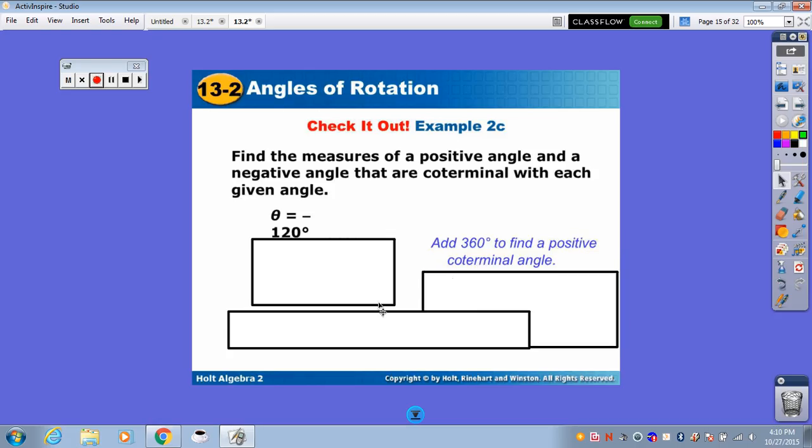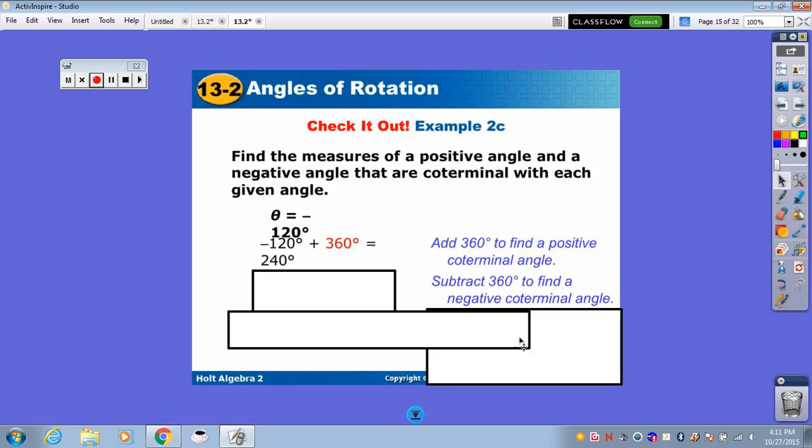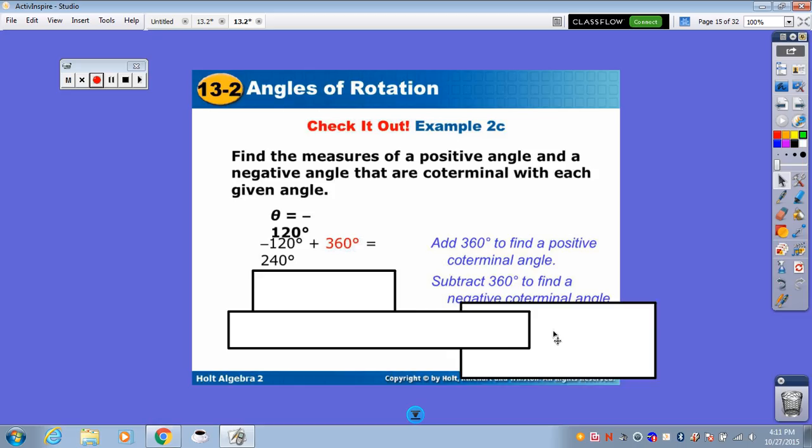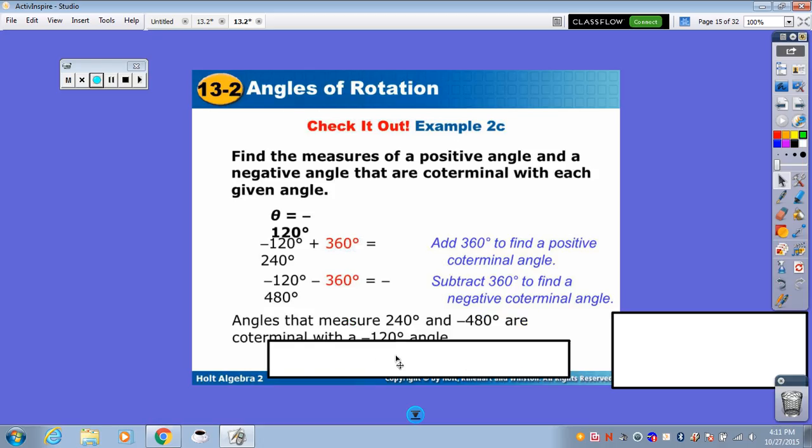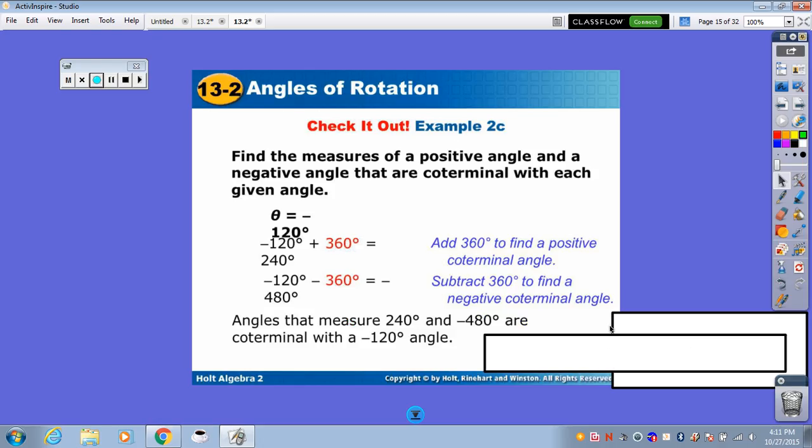Adding 360 degrees, we'll be able to find a positive coterminal angle. Gives us 240 degrees. And then if we subtract 360 degrees from the original negative 120, we'll end up with negative 480 degrees as a negative coterminal angle. And this would be more than one rotation around in order to make that second negative angle. These two angles are then coterminal with negative 120 degrees.